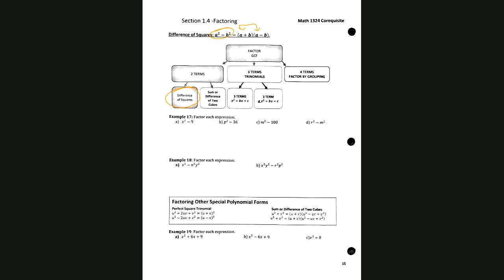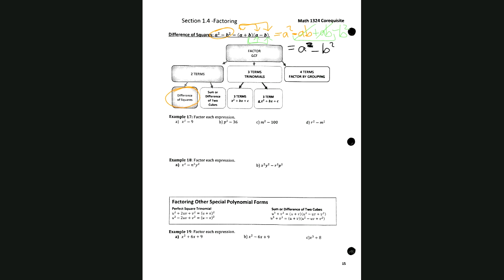So a times a will be a squared. Then a times negative b will be negative ab. Then we will have b times a positive, so positive ab. And finally, we'll have positive b times negative b, and so that will be negative b squared. Now, if we combine like terms, like the ones here, that will equal 0 because they have opposite signs. And so the answer to this question is a squared minus b squared.